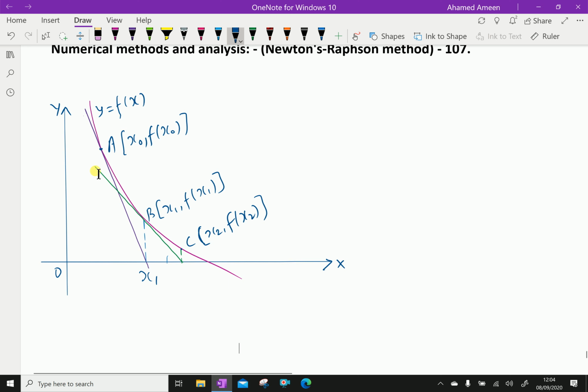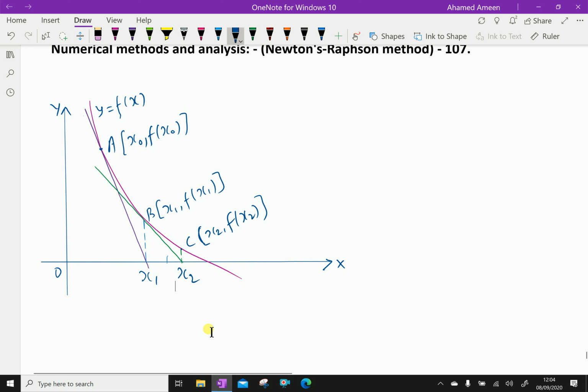Through that point draw another tangent. Let the tangent meet the x-axis at the point x2. From that x2 draw a perpendicular to the x-axis. Let it meet the curve at point C, where the point is x2 and f of x2. Like this, we have to go continuously, drawing tangents, and from that we can get the root of the equation.